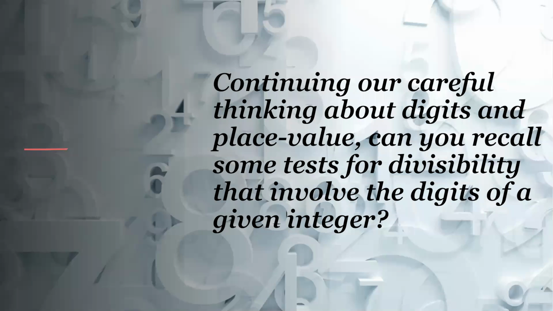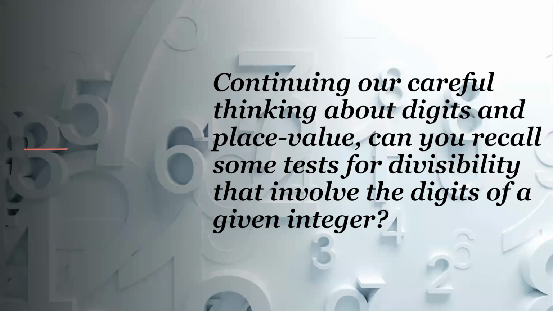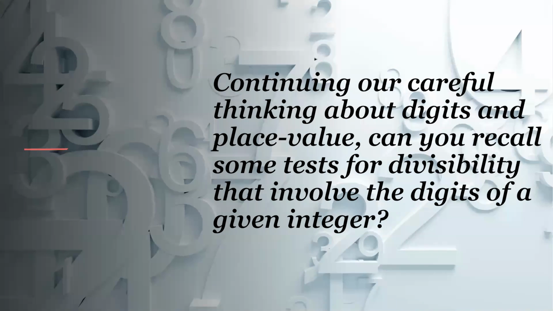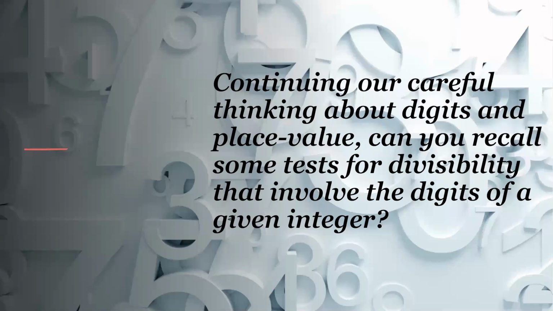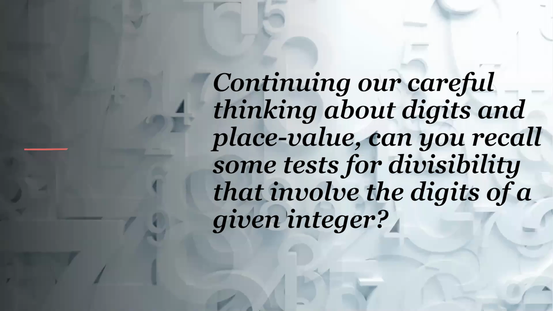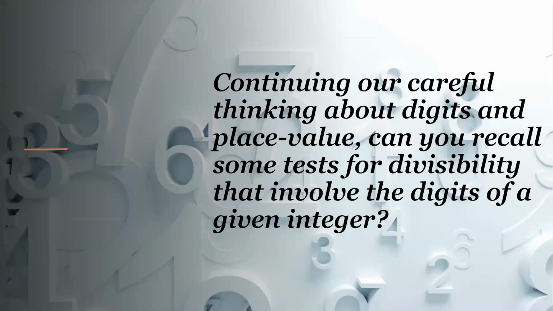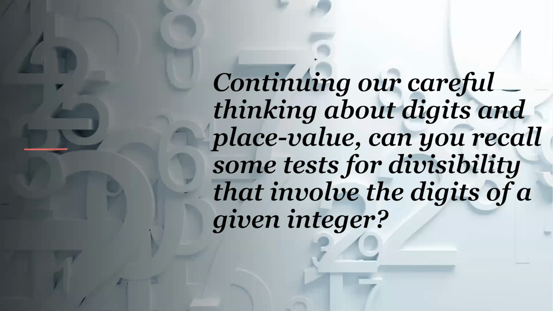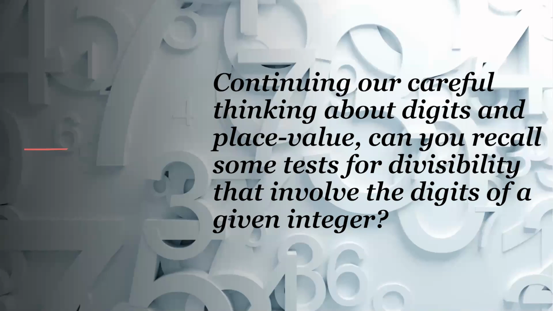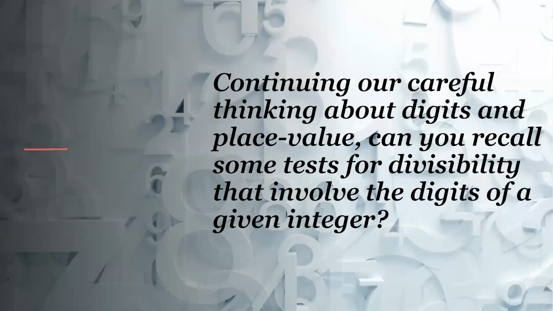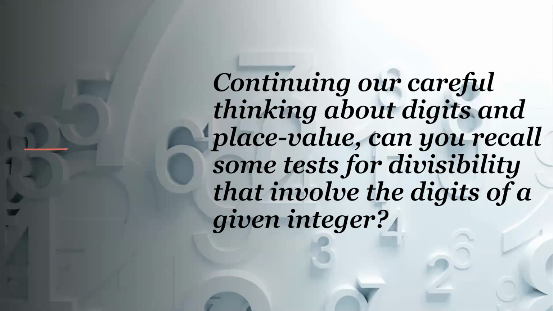Can you think of something like, for instance, how can you tell if a number is divisible by 2? Anyone? Yes. Right. So the last digit has to be divisible by 2, right? So the last digit has to be 0 or 2 or 4 or 6 or 8. Okay. So that is a divisibility test that involves carefully looking at the ones digit.